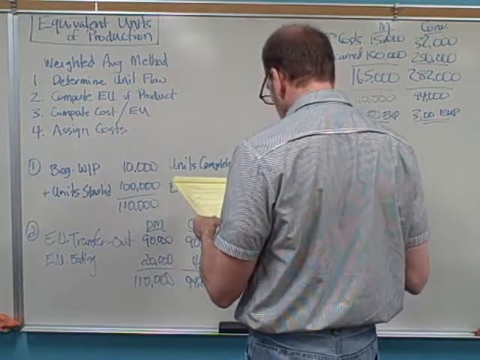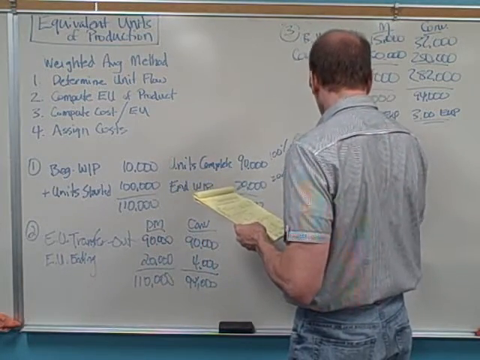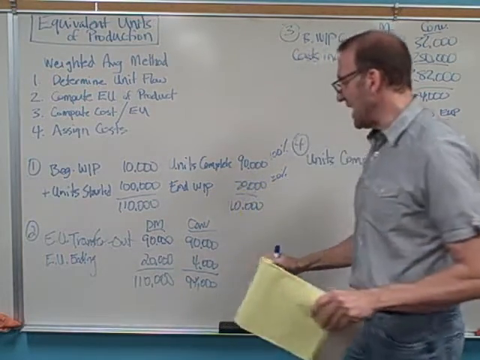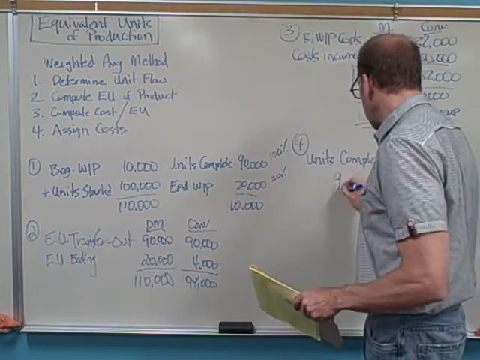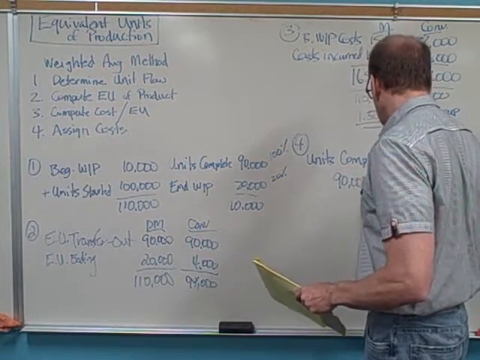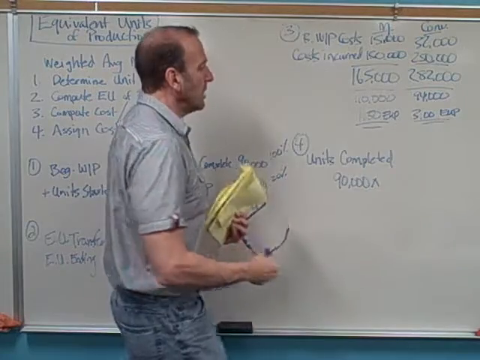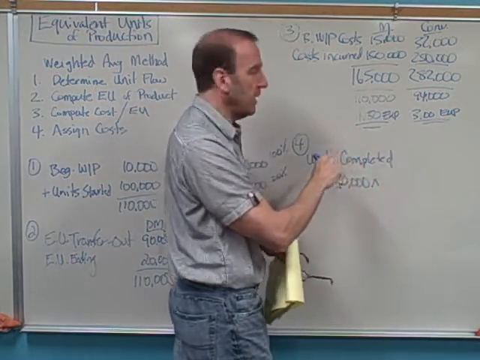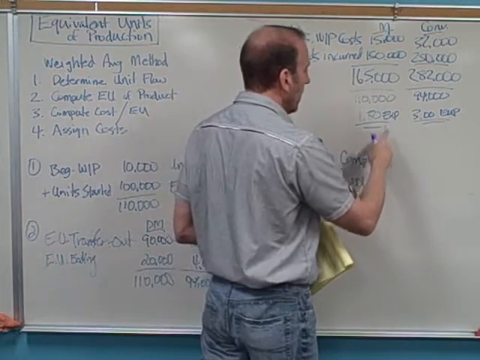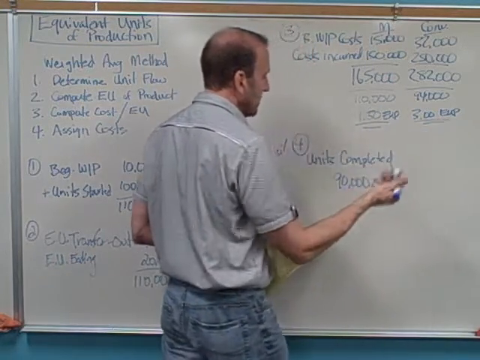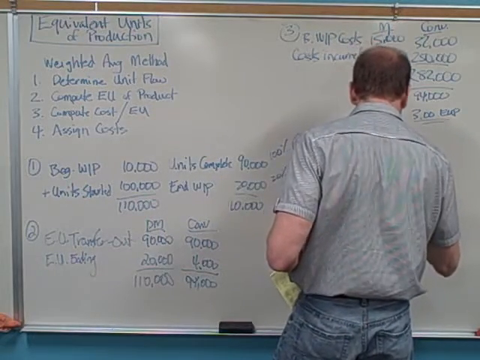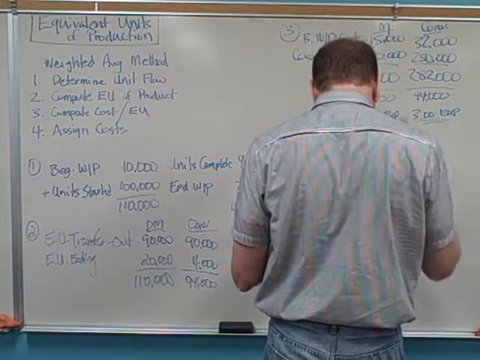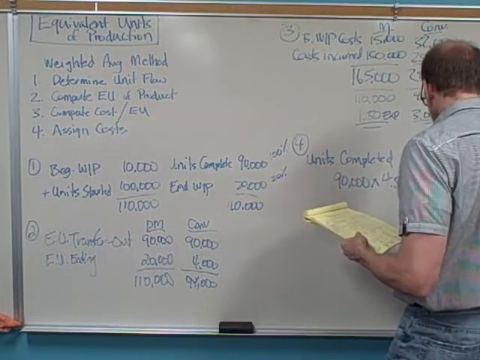Step 4, okay? Units completed. There were 90,000 units completed. So we're going to take 90,000 times the rate. Well, we could do the 90,000 times the $1.50 because this is the material cost per equivalent unit, per product. And then we could take $3 times 90,000, or we can just add the two together. $4.50 times the 90,000, which gets us 405,000.